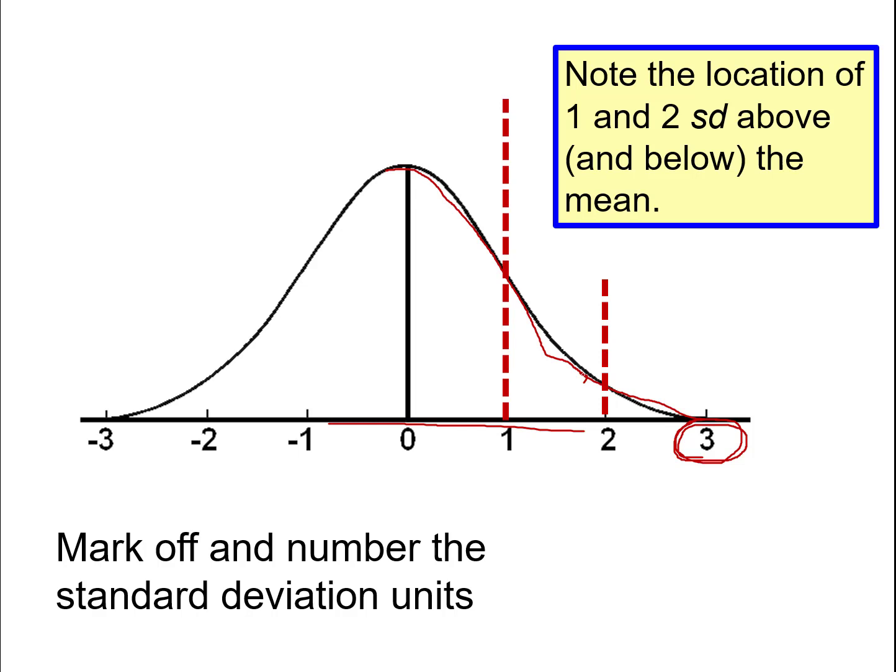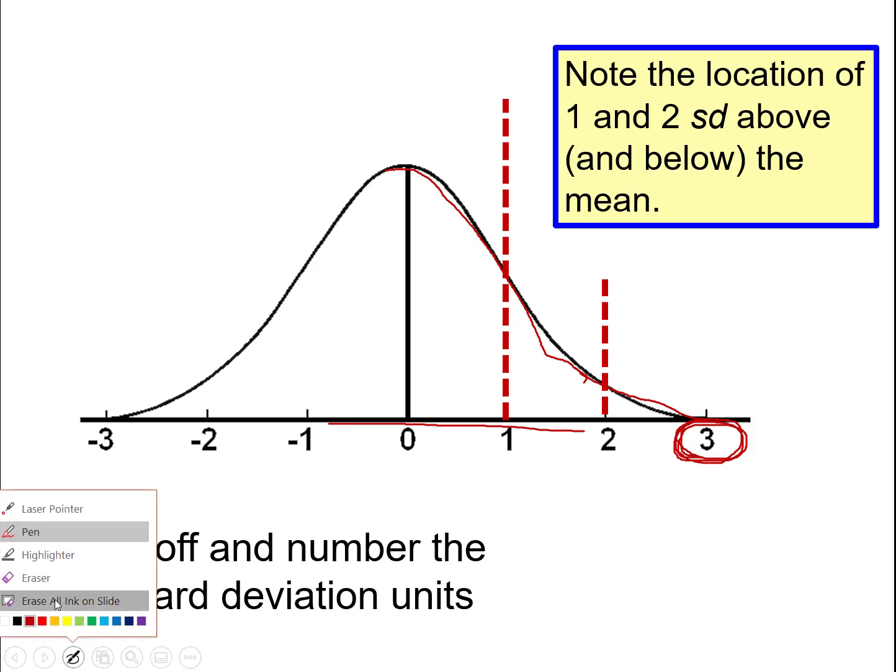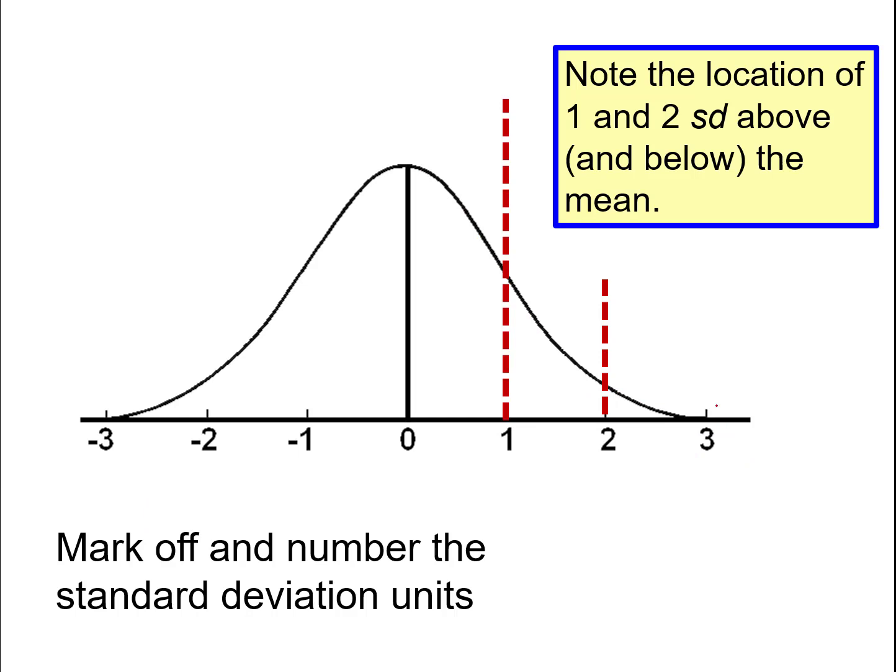closer and closer and closer to this x-axis. It gets infinitely closer and closer, but it never actually touches. But when we draw a picture of it, it looks like it's touching right about 3 standard deviations above the mean. So if we're drawing a picture, just note that it's at 3 standard deviations above the mean. That's the point where it looks like our curve touches the x-axis, even though it's not technically touching it.